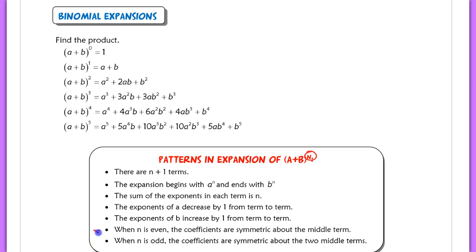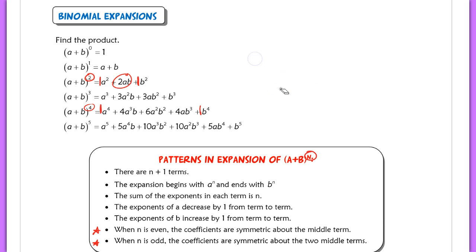Now another thing to point out is that when n is even, so if we're raising it to an even power, the coefficients are symmetric about the middle term. So here's an even power. See how we have coefficients of 1, 2, and then 1? They're symmetric about this term here, so they're the same on both sides. If we go to a power of 4, another even one, we have coefficients 1, 4, 6, 4, 1, so you see symmetry about that very middle term.